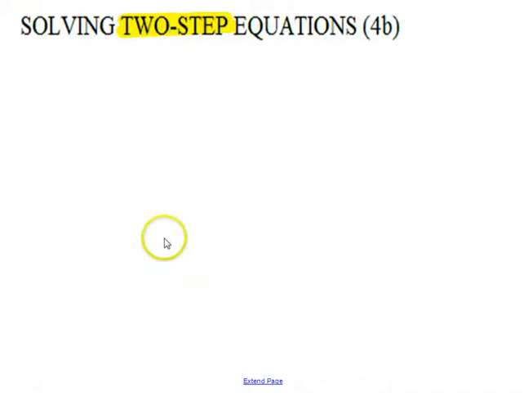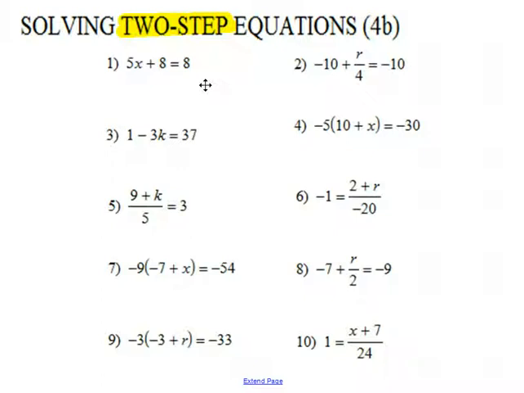Okay, this video continues the lessons about solving equations. In this case, the x value is tangled in more than one operation, and so you're going to have to unwrap x and get it by itself by taking more than one step, and that's why I've referred to these as two-step equations. Here is a batch of them.